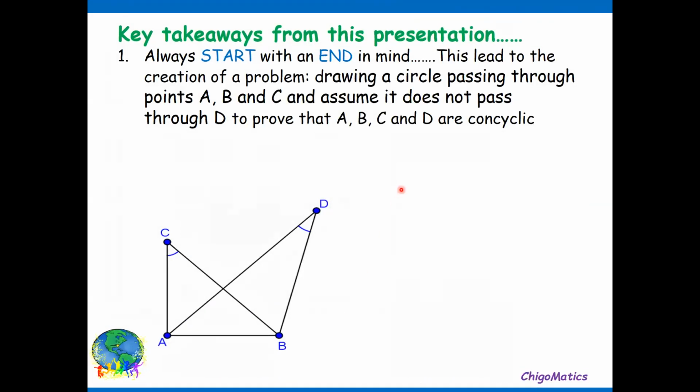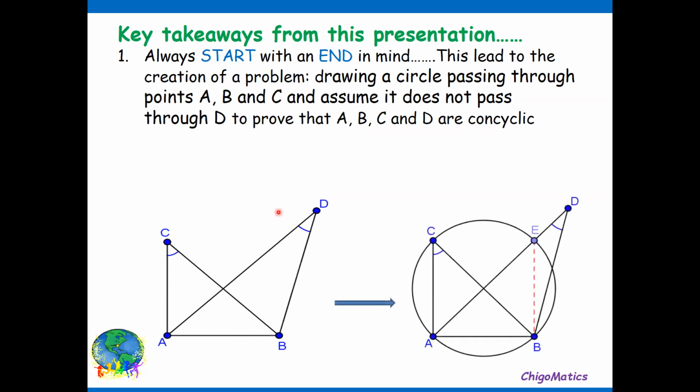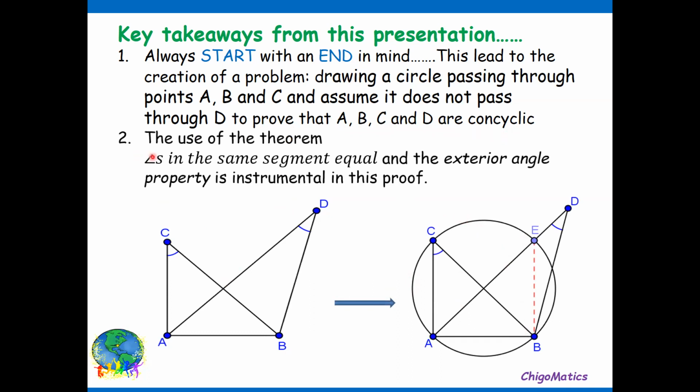Key takeaways from this presentation: always start with an end in mind. This leads to the creation of a problem: drawing a circle passing through points A, B, C, and assuming it does not pass through D, to prove that A, B, C, and D are concyclic. So this is the diagram we have. From this diagram to this one, we create a contradiction. The use of the theorem, angles in the same segment equal, and the exterior angle property is instrumental in this proof.